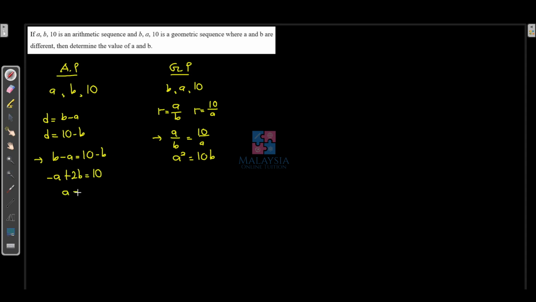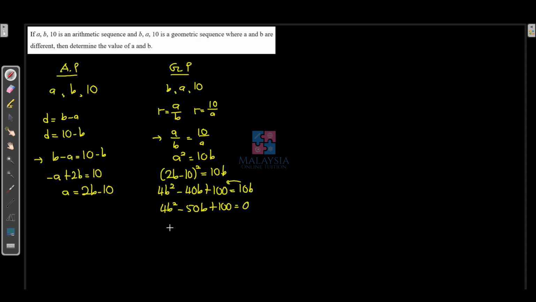So we can write A equals 2B minus 10. So now we can write (2B minus 10) squared equals 10B. So we can expand. So 4B squared minus 40B plus 100 equals 10B. Shift this to the left, we get 4B squared minus 50B plus 100 equals 0. Okay, and then we can divide everything by 2. So we get 2B squared minus 25B plus 50 equals 0.